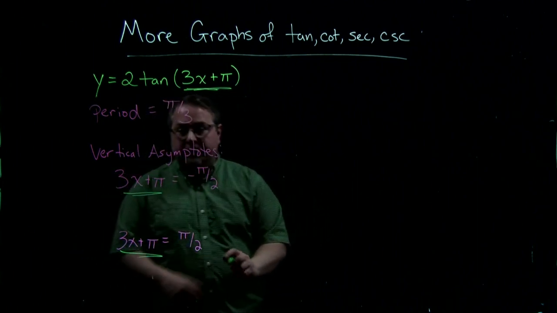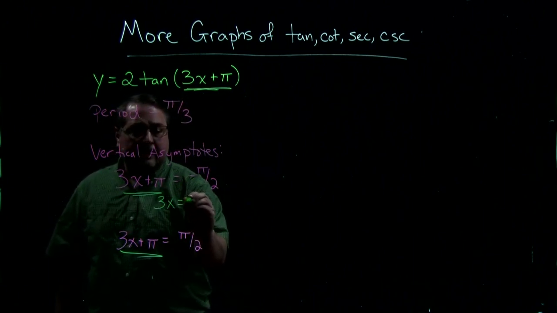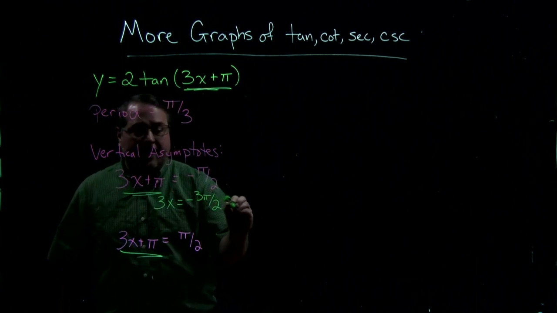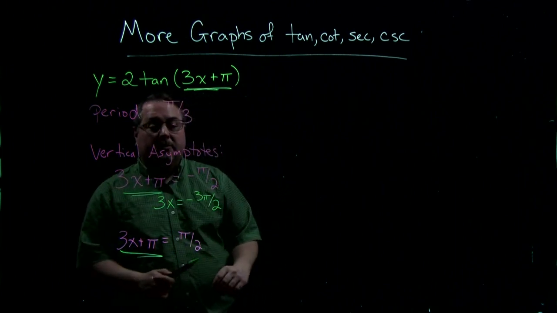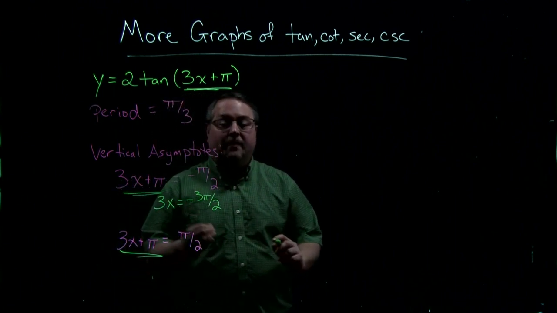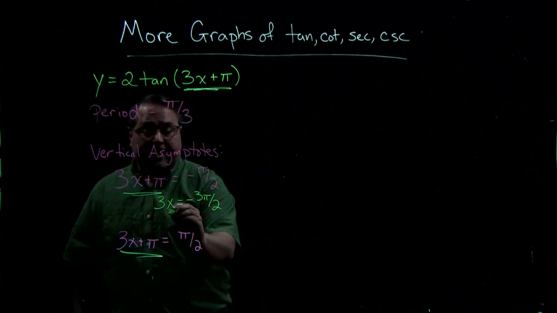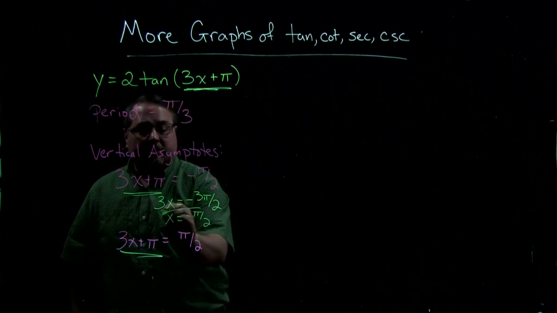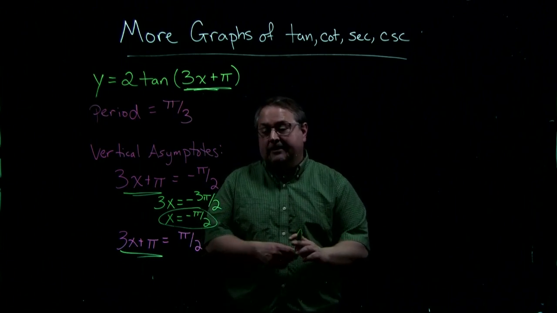So when we do that, we have 3x plus pi equals negative pi over 2, so 3x equals negative 3 pi over 2. We subtract pi from both sides: negative pi over 2 minus pi is negative pi over 2 minus 2 pi over 2, which is negative 3 pi over 2. Then we divide through by 3, and we get x equals negative pi over 2. So that first vertical asymptote stays at negative pi over 2 in this case.